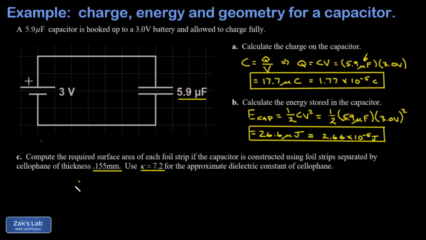So what we're using here is the basic formula for the geometry of capacitance. I take that dielectric constant times epsilon 0 A over D. And we know the dielectric constant, epsilon 0 is the permittivity of free space, and we can look that up. And then we know the plate separation between the foil strips, and we know the capacitance. So A is the only unknown here. And I can write that symbolically as C times D over kappa epsilon 0. And then we just plug in.